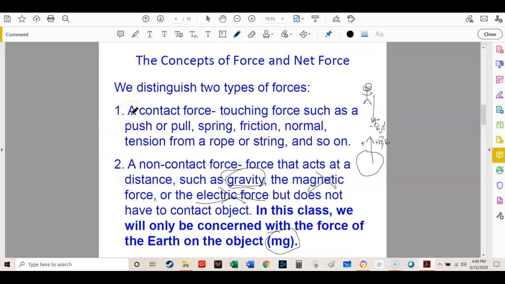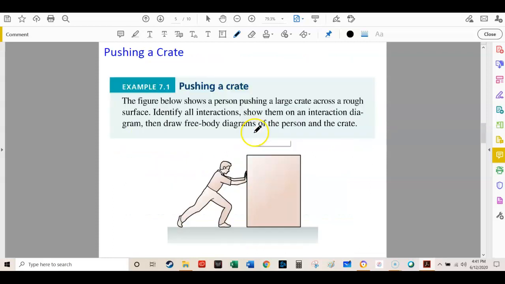So when we do these force diagrams or free body diagrams, we're going to be talking about the non-contact force due to mg, and then what I'll ask is what objects are physically touching it, and then we'll define them as push or pull, spring, friction, normal force, or tension. Okay? Well, let's do a problem, and let's just get you ready to doing force diagrams, okay?